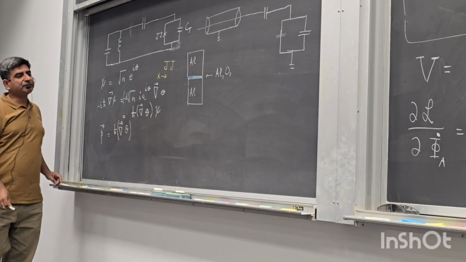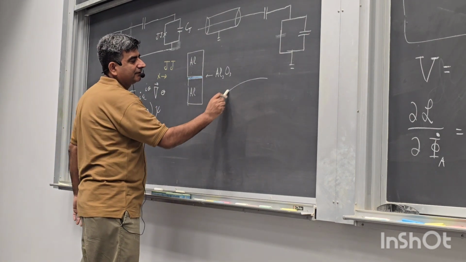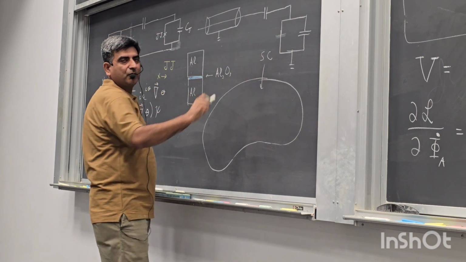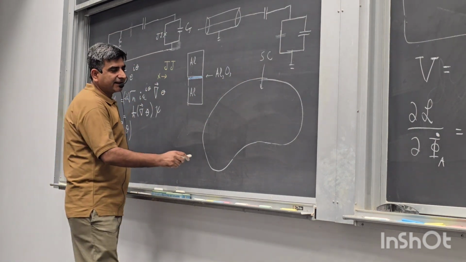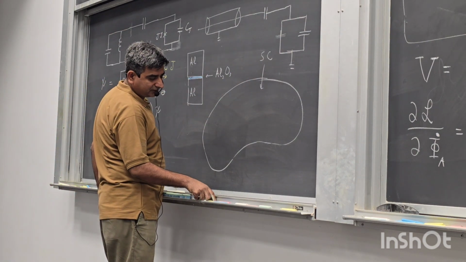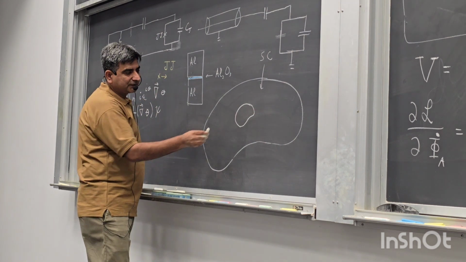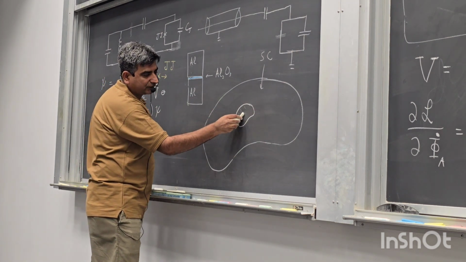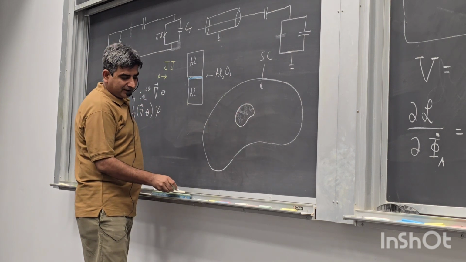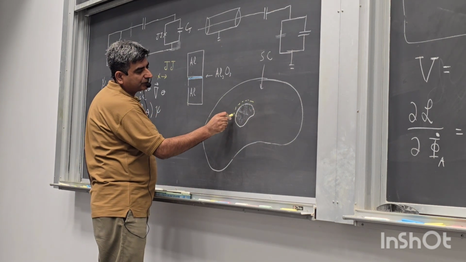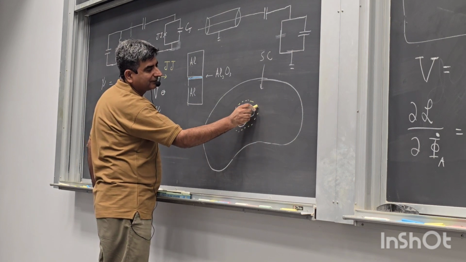Alright. Now suppose I take a superconducting material. This is my superconducting material, a giant blob of superconducting material. And inside this material I make a hole. So this is vacuum here. All of this is vacuum. Now I draw a closed loop around this hole.